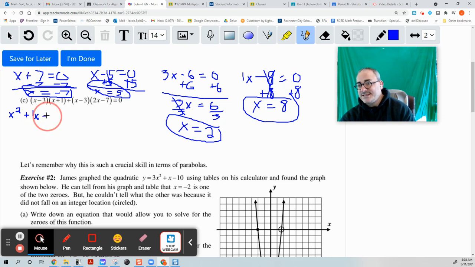All right, I'm timesing that x by that x. That's x squared. This x plus this x is 1x. Negative 3 times x is negative 3x. And negative 3 times positive 1 is negative 3. When I combine these two together, I get x squared minus 2x. I've just combined these two things together. Negative 3.